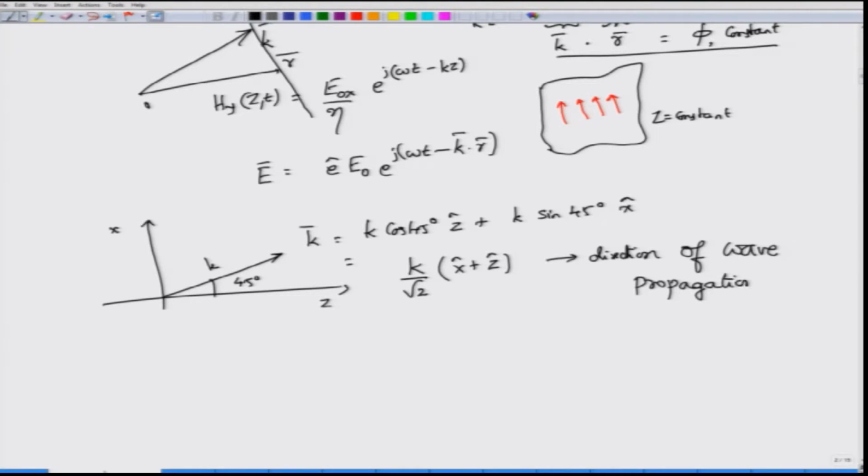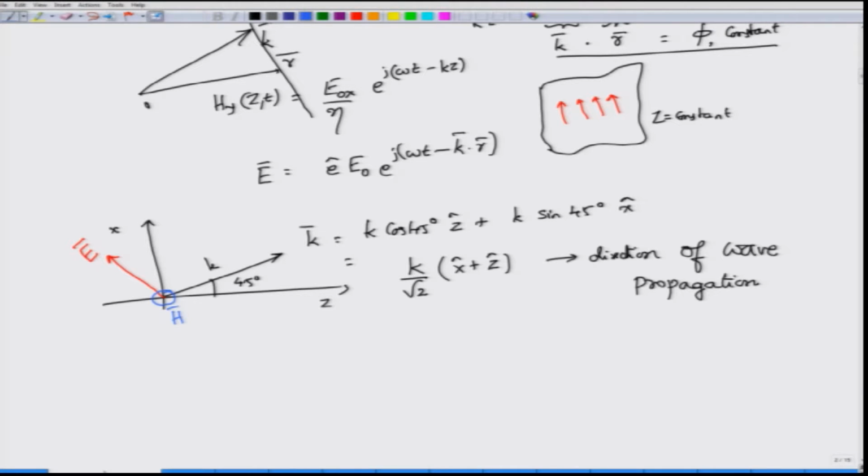So, what would be the direction of the electric field? Well, the electric field has to be perpendicular to this one, because we are assuming plane waves, and let us say this is the direction of the electric field. What will happen to the magnetic field? Well, the magnetic field has to be perpendicular to both the k vector as well as the E vector, that is, both the propagation direction as well as the electric field vector, in order to form a uniform plane wave.